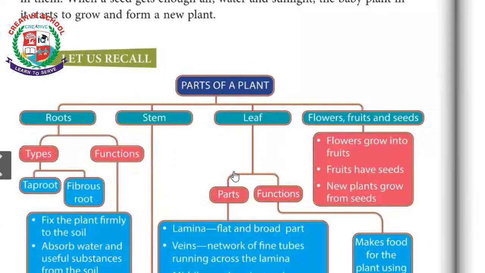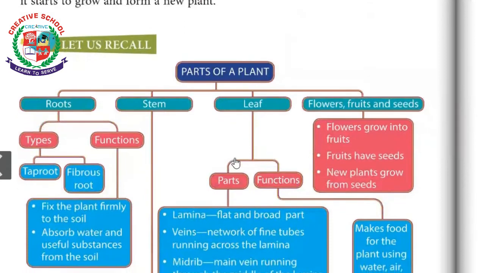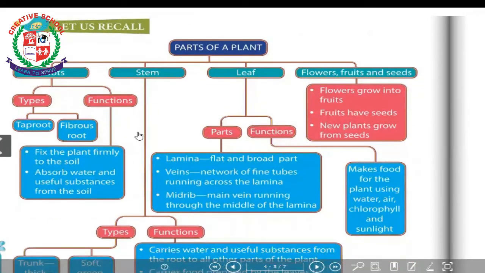Now let us recall all the parts of a plant. First one, roots. As we see, there are two types of root, the tap root and the fibrous root. And the second one is stem. You can see the thick part of the stem, which is the trunk, and the soft and weak part of the stem also. And the third one is leaf.